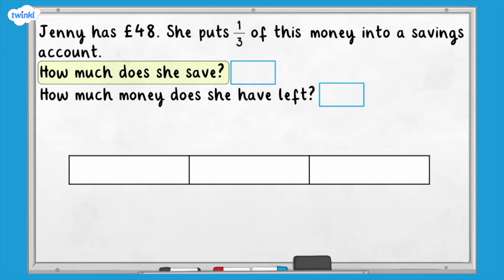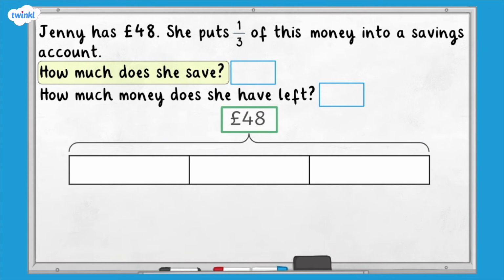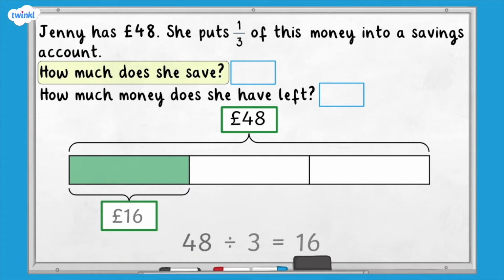The total amount of money that Jenny has is £48. She is putting 1/3 of £48 into a savings account. To calculate 1/3 of £48, we can divide £48 by 3, which equals £16. So Jenny puts £16 into a savings account.